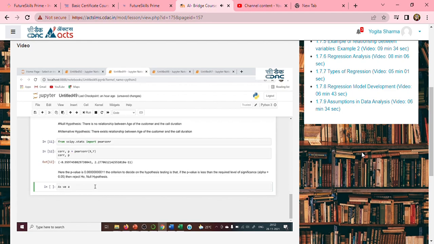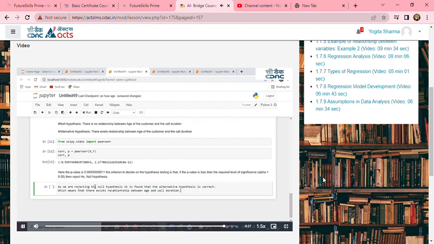As we are rejecting the null hypothesis, it is found that the alternative hypothesis is correct, which means that there exists a relationship between age and call duration, and this relationship is going to be negative. So this is how we establish the hypothesis testing and extract the correlations based on the SciPy package and NumPy.